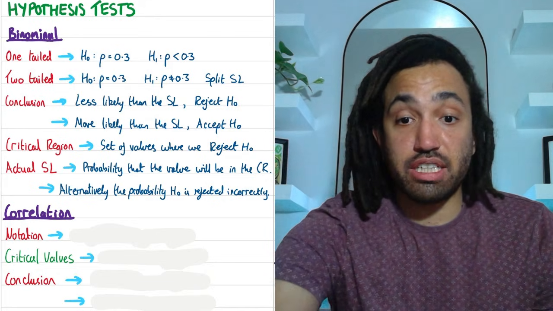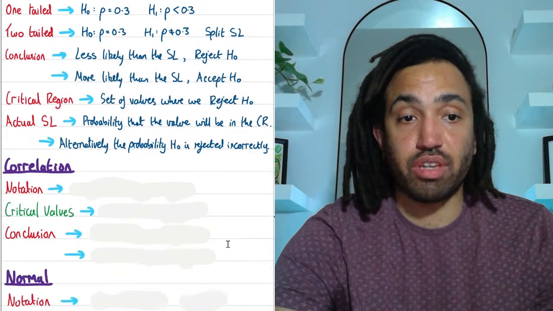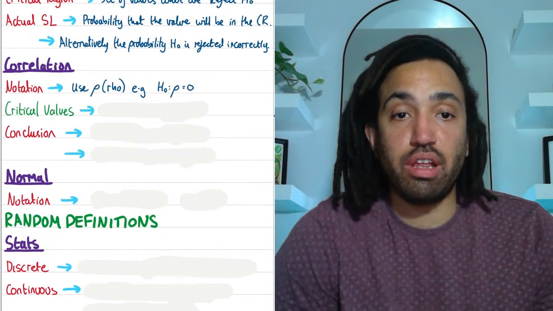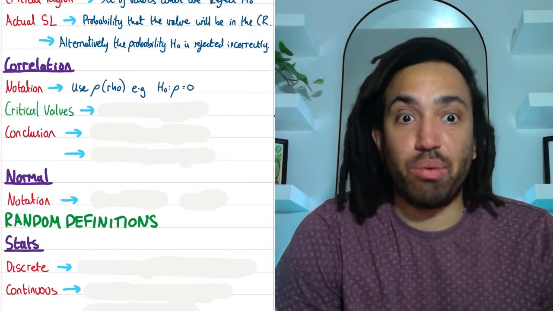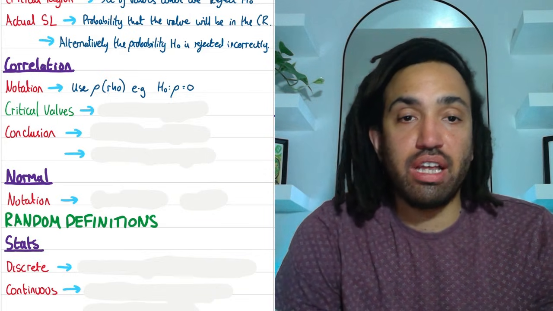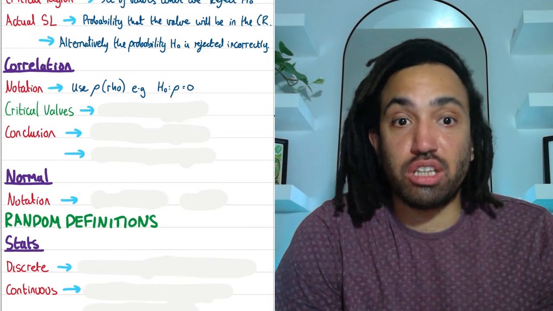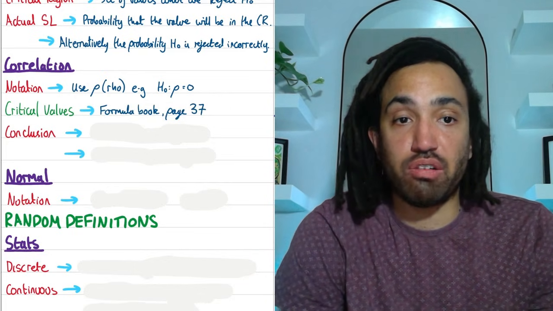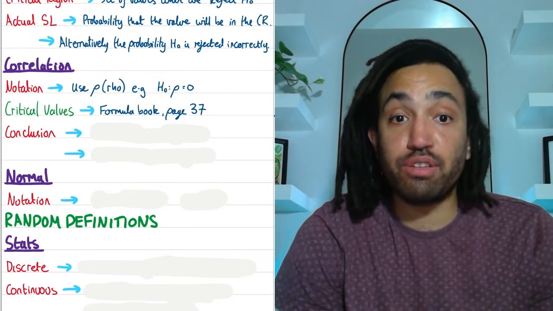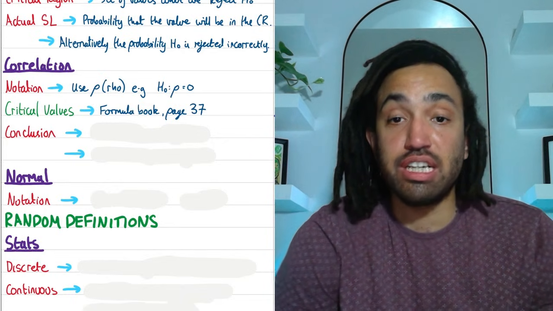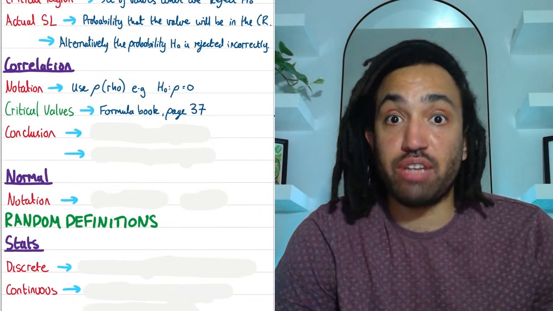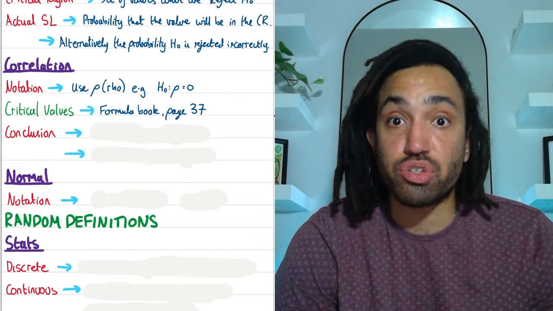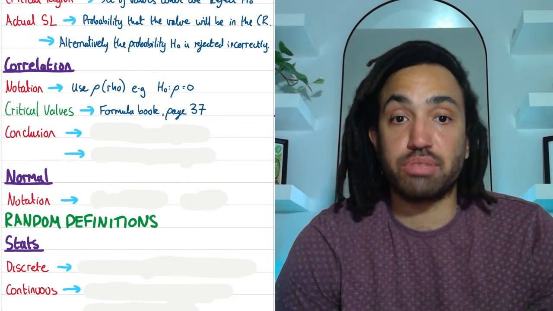Okay, now let's test for correlation. So the notation that we need to use is the letter rho. Now it looks pretty much like a P anyway, so you'll probably get away with just writing P. It's just a little bit more slanted. And the critical values which we need to do a correlation hypothesis test can be found in the formula booklet on page 37. Now there's lots of statistical tables in the formula book, so it's a good idea to just remember the number 37 so you can turn to it straight away and save yourself some time.